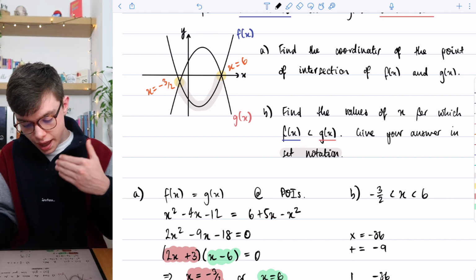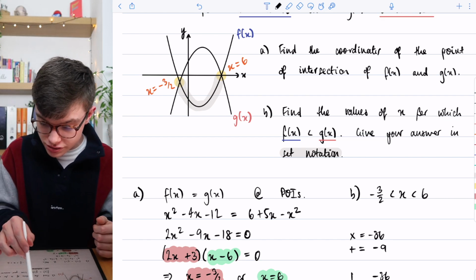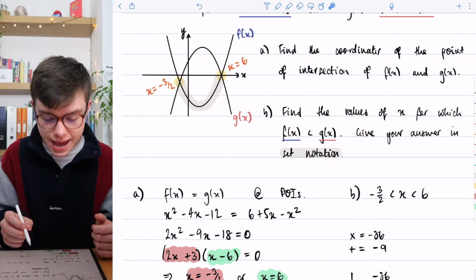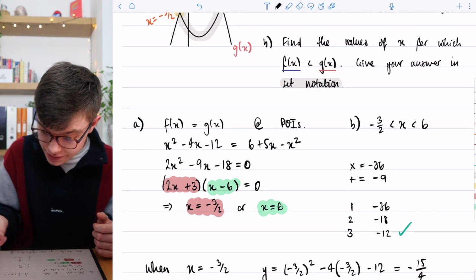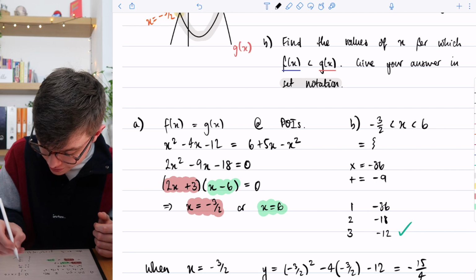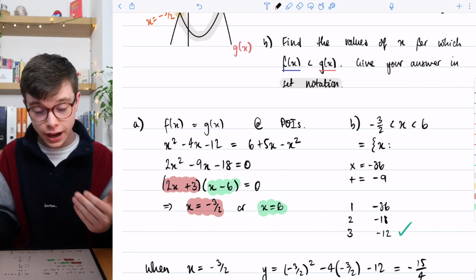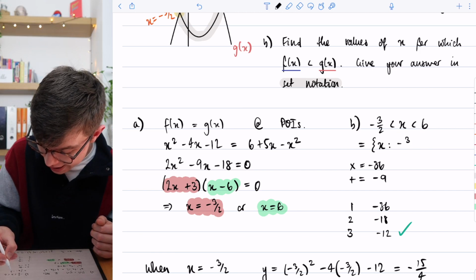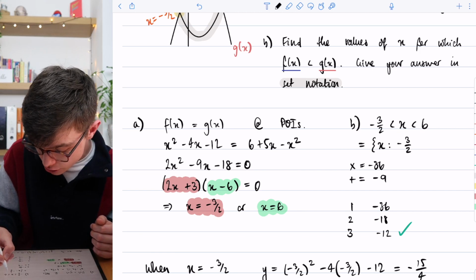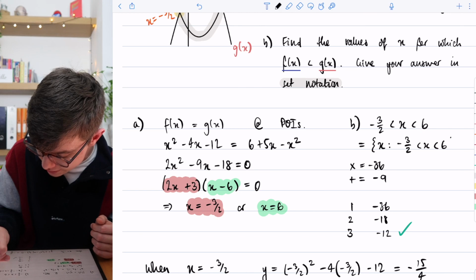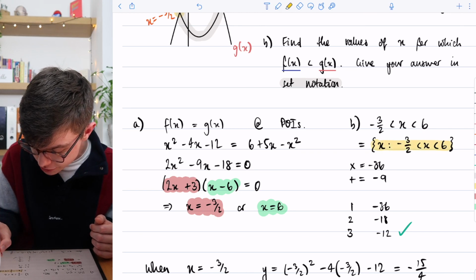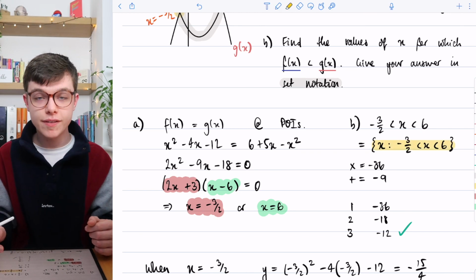Okay, then there's one final step. We just need to give our answer in set notation. So to do that, we're just going to write it like this. The set containing x, such that, which is what our colon means, such that x is, well, minus 3 over 2 is less than x, which is less than 6. That would be your final answer for part B.